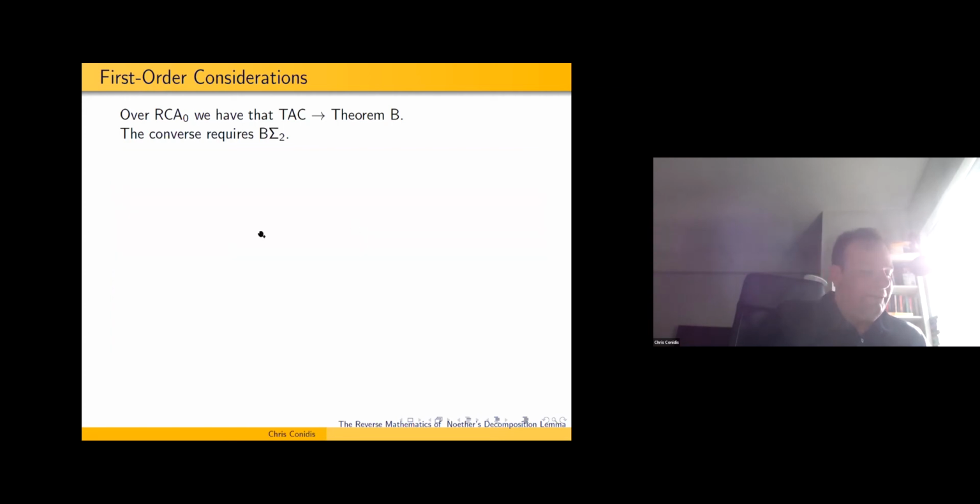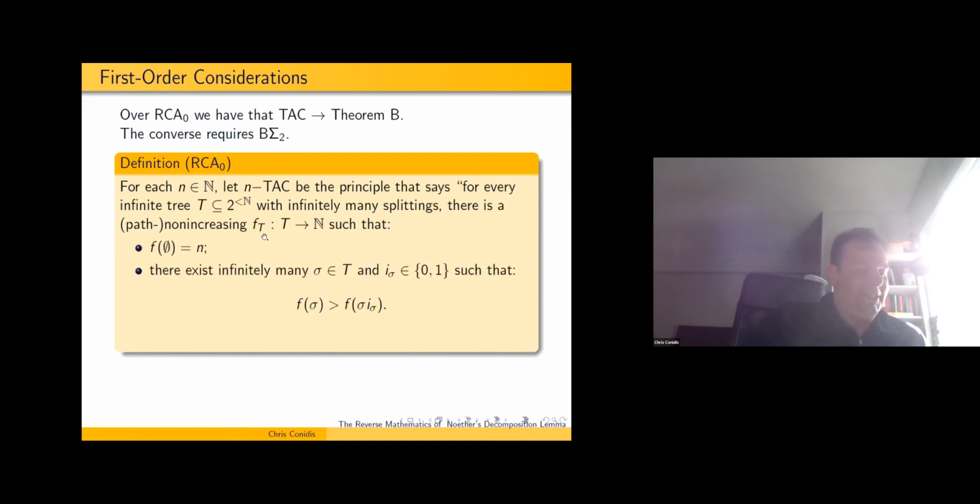I tried to say it a little succinctly here just to save space on the slide as much as possible. We have a function from the tree to the natural numbers such that the root node gets the value n. This n that I'm talking about in the first bullet point is the same n that appears at the very beginning of the definition, right? The definition begins with "for each natural number n," and that same n is the value the root of the tree gets.